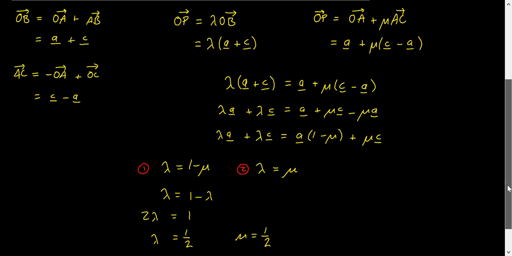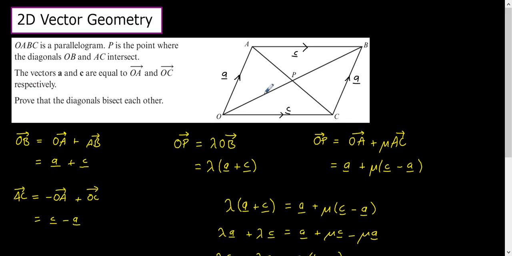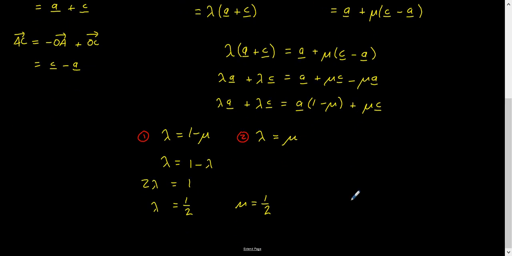And those halves represent the fraction along the diagonals. OP is now 1/2 of OB. Going back to the diagram, OP is half of OB. And we also know that OP is A plus half of AC, because mu is a half as well. And so we have our complete proof.